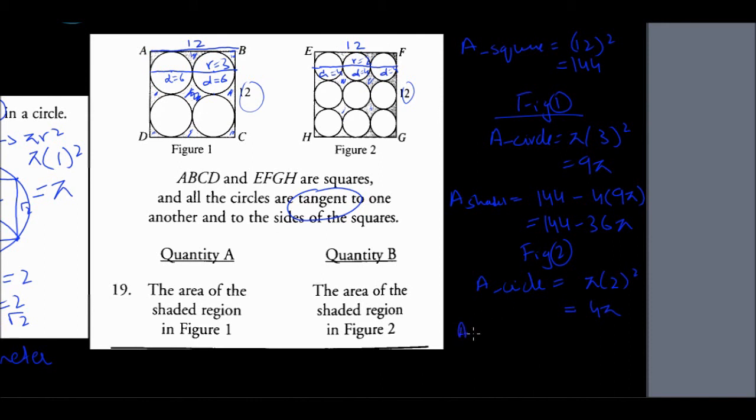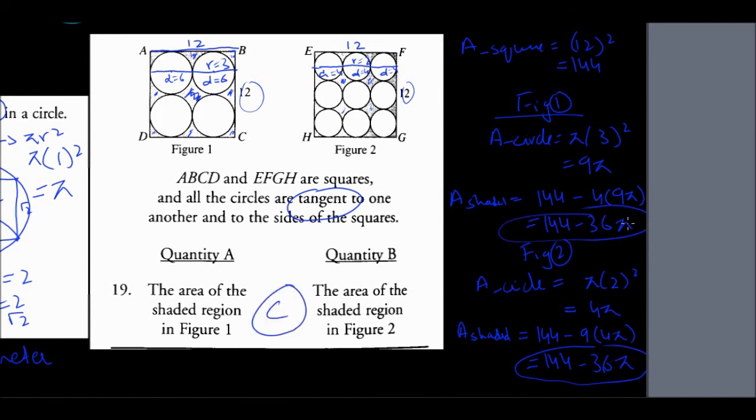Now the area of the shaded region is again the area of the square, which is 144, minus the area of the circles. There are 9 circles here, and each circle is 4 pi. So I get 144 minus 36 pi. So this is quantity B, and this is quantity A, exactly the same. Again, important, you don't have to plug in the value of pi.